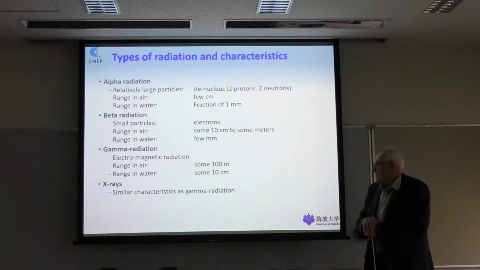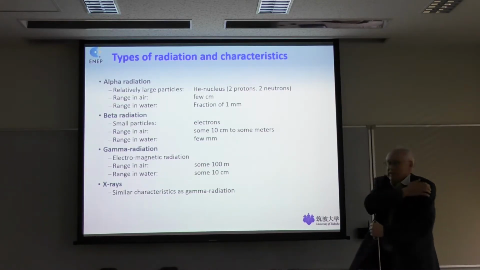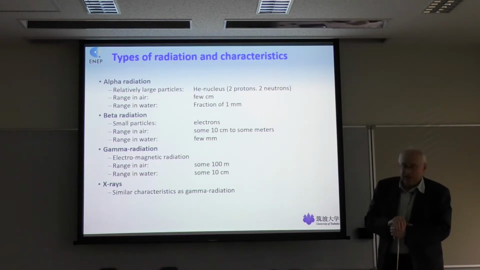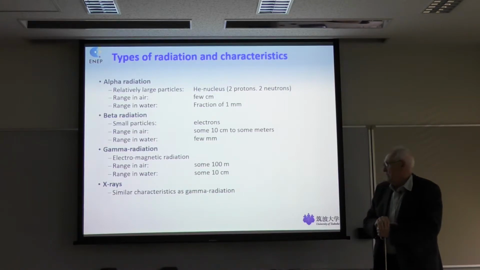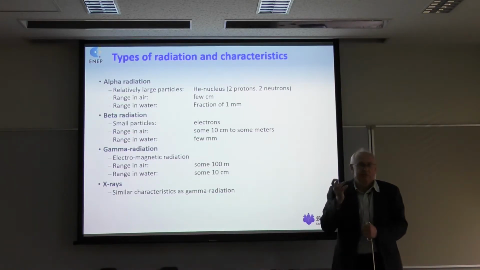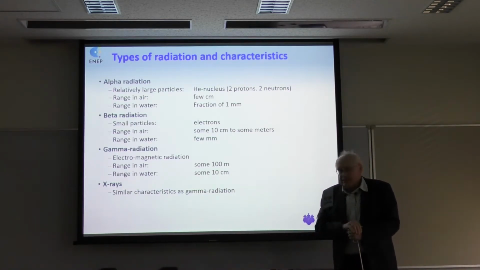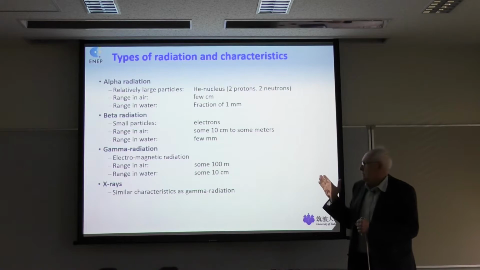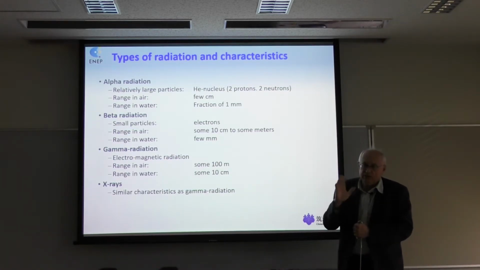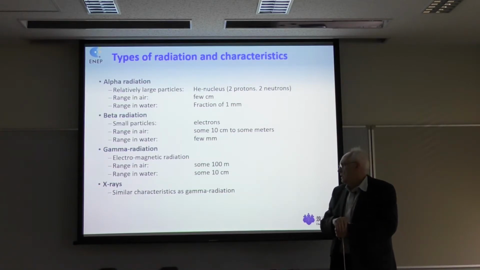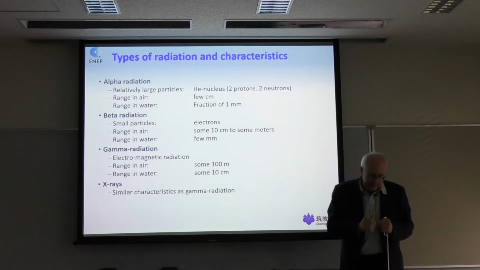Gamma radiation is electromagnetic radiation. The range in air, depending on the energy, can be up to some 100 meters, and the range in water is about 10 centimeters. X-rays are like gamma radiation with an energy in the range of 50 to 100 kilo electron volts, and the characteristics are similar.